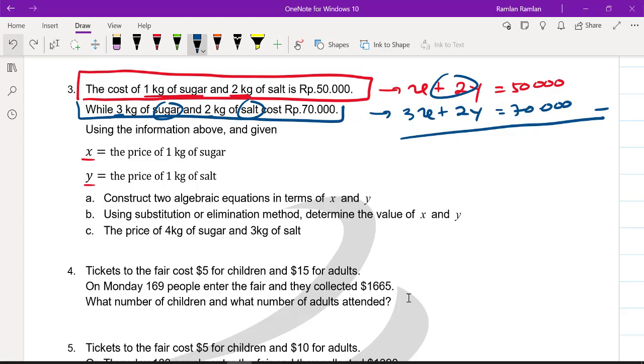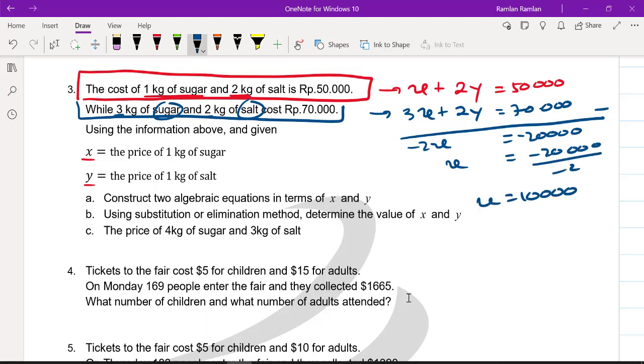So by just subtracting these two equations, you are eliminating the 2y, right? The y. So x minus 3x is minus 2x. 2y minus 2y is just 0. 50,000 minus 70,000 is minus 20,000. Then divide both sides by negative 2, and you will get x equals 10,000 rupiah.